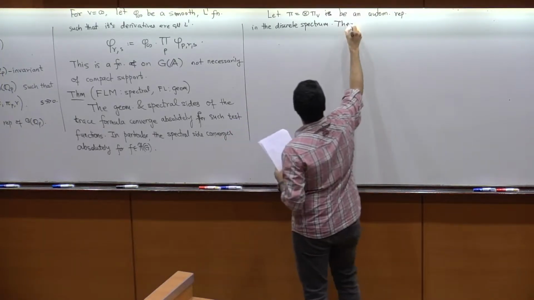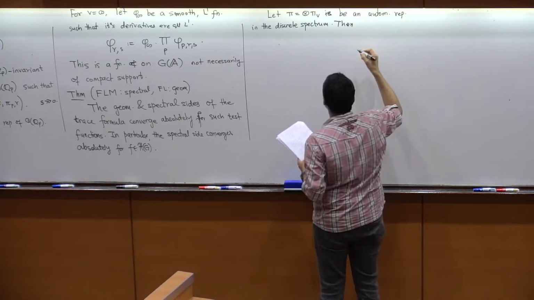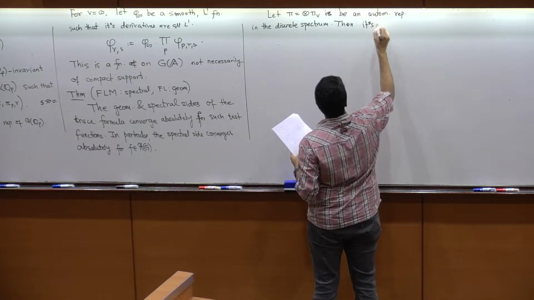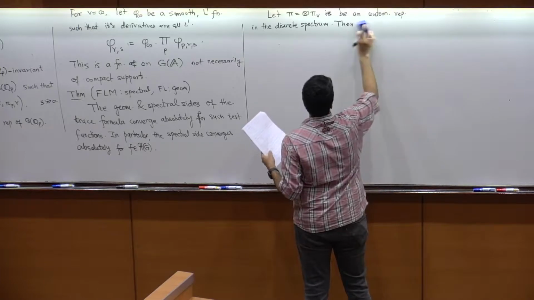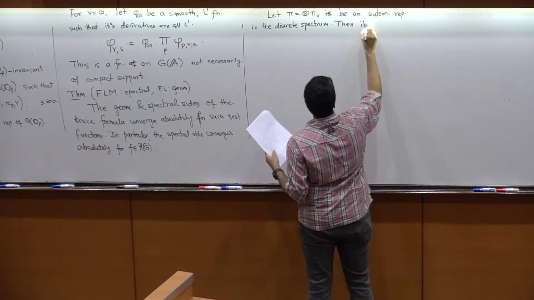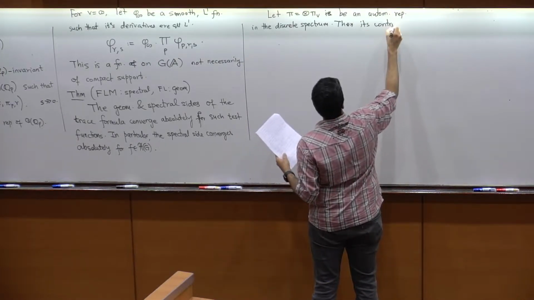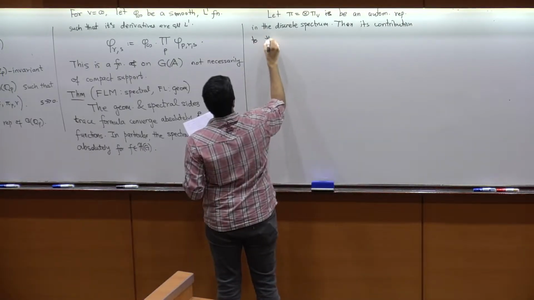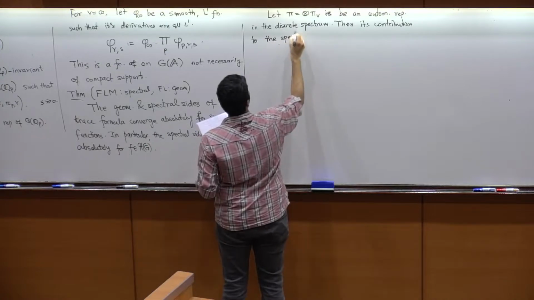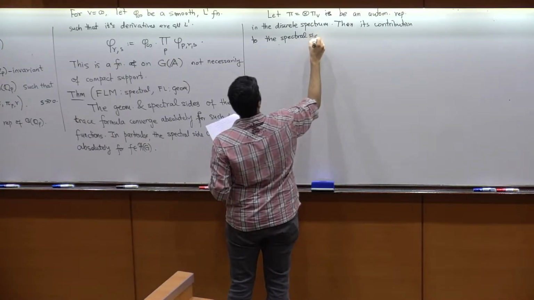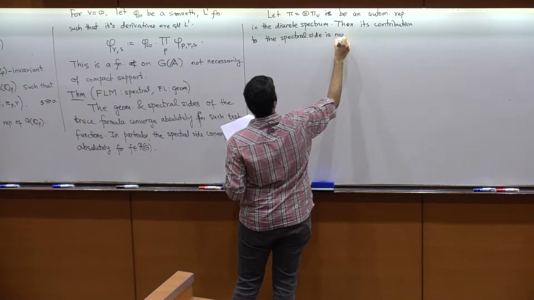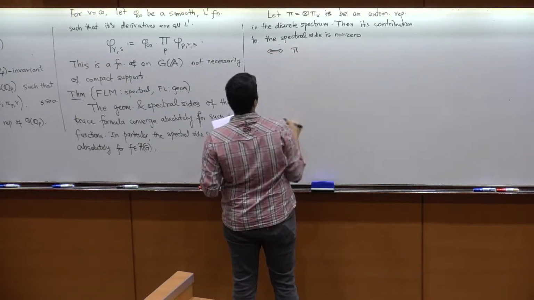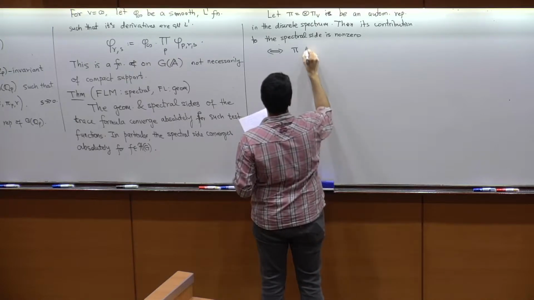Then the contribution is non-zero. Its contribution to the spectral side is non-zero precisely when pi is unramified at all finite places.